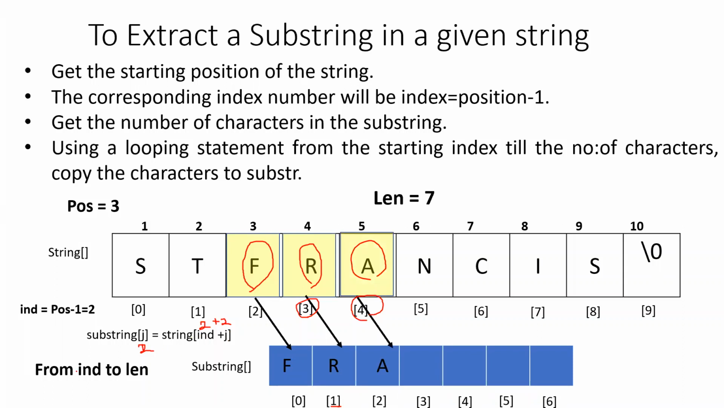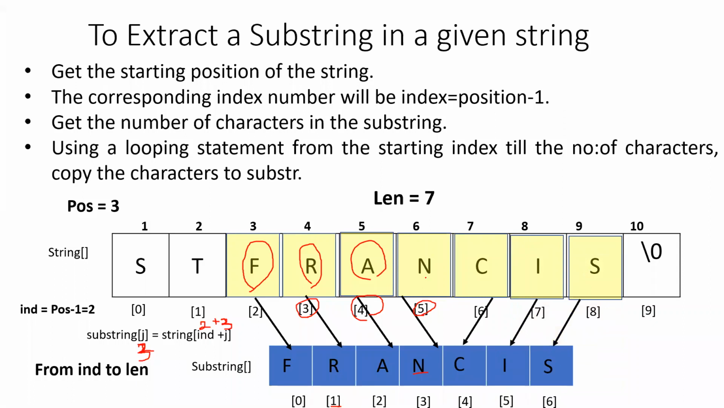Now again, if you increment j, you will be getting the j value as 3. Wherever you find j, you will be incrementing it to 3. So into substring of 3, this is the position which is substring of 3, you will copy the character at string of 2 plus 3, which is string of 5. You will copy the character n to this position. Likewise, if you increment j again to 4, you will be copying c to this position.